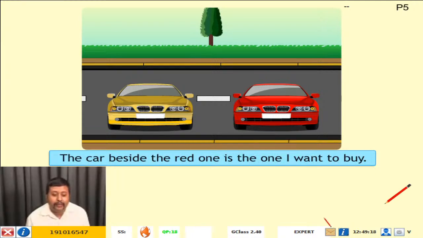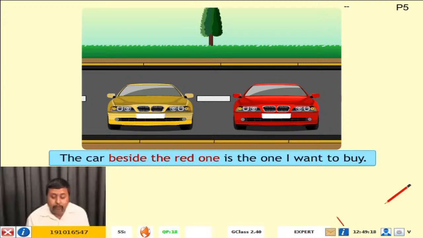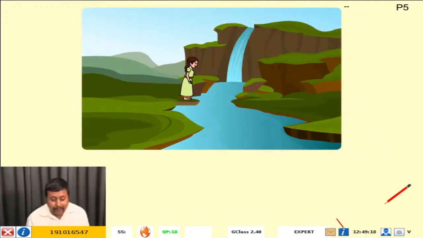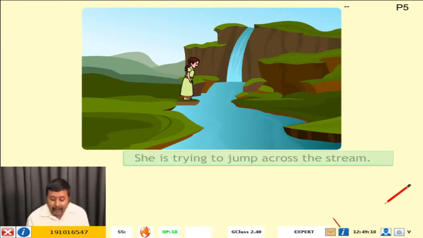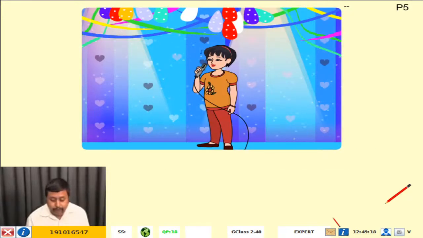The car beside the red one is the one I want to buy. There are a few cars, two cars here. So the car beside the red one is the one I want to buy. Beside the red one. Then there is a stream here. There's a girl standing on the banks. She is trying to jump across the stream. So it should be what? Jump across. So the phrase here is jump across.